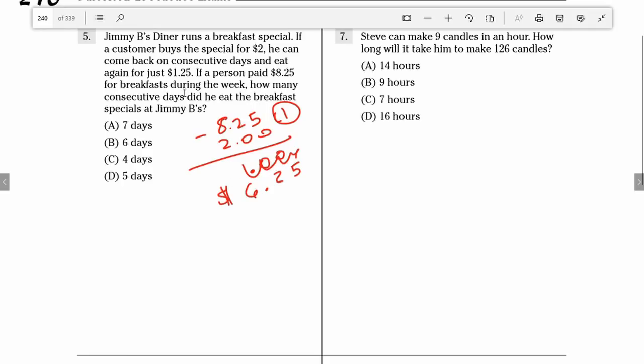Now we're told that after they pay once, they can come back each consecutive day for $1.25. So we're going to take $6.25 divided by $1.25 to figure out how many consecutive days after the first day they came back. So we're going to do some long division here. Here's how you do long division.